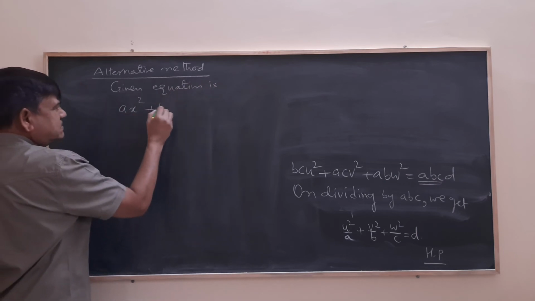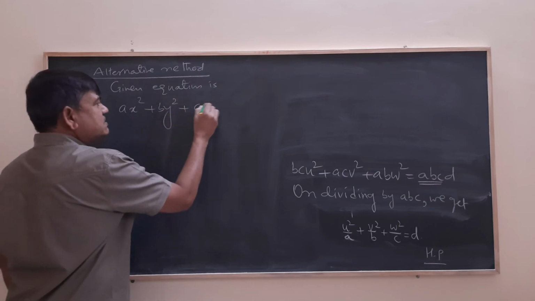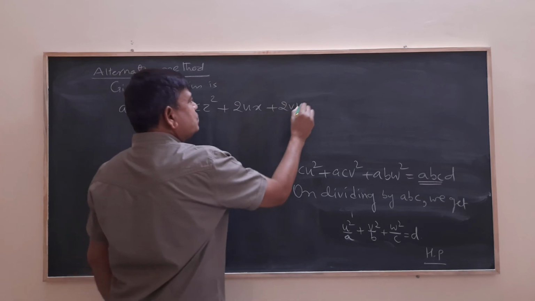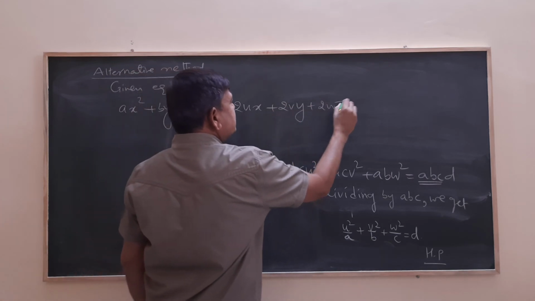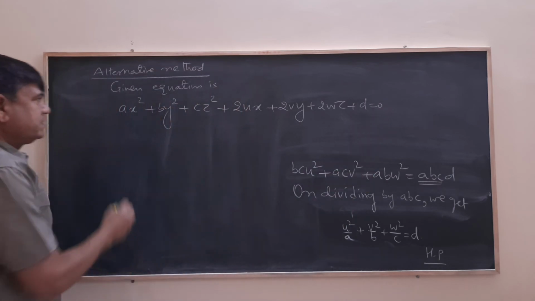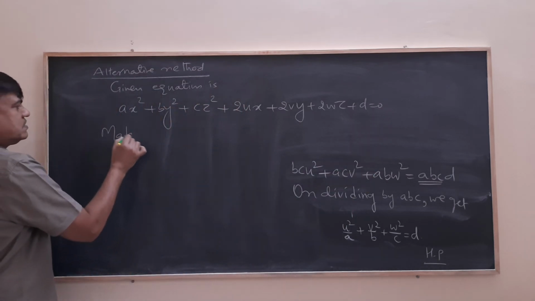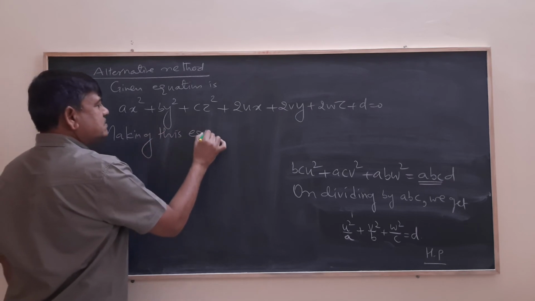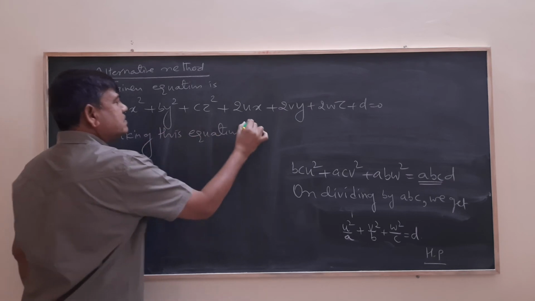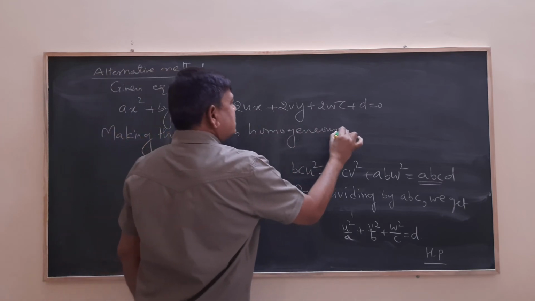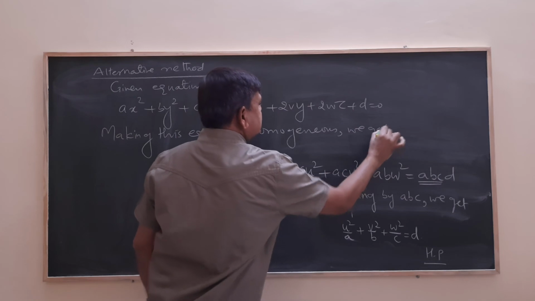Ax square plus by square plus cz square plus 2ux plus 2vy plus 2wz plus d equals to 0. Making this equation homogeneous. Summed up.